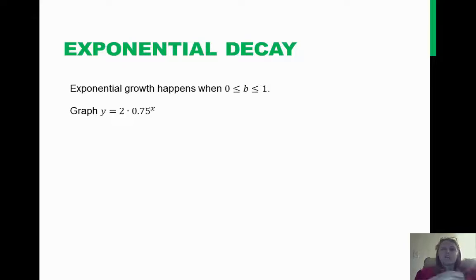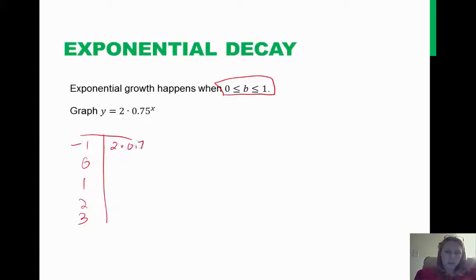Okay, so let's do the same thing for an exponential decay. Now notice our b value here is between 0 and 1. So let's set up a t-chart here for the same things that we had before: negative 1, 0, 1, 2, and 3. And if we put these into our calculator, we'll have 2 times 0.75 to the negative 1, 2 times 0.75 to the 0, 2 times 0.75 to the 1, 2 times 0.75 to the 2, and then 2 times 0.75 to the 3.